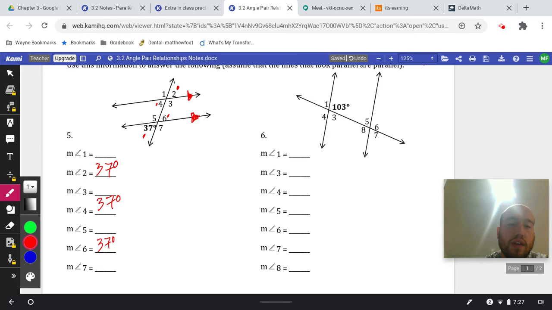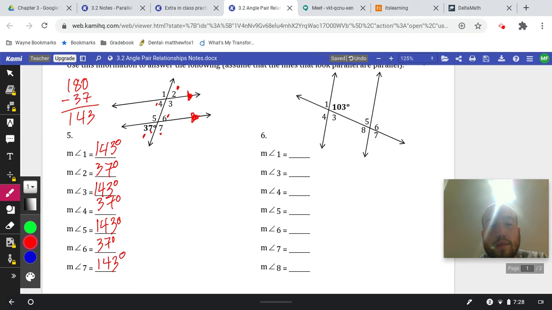Now to find what the other angles are, remember that this angle and this angle here, 37 and the 7, are supplementary because they're a linear pair. So we can take 180 minus that 37, and we will get 143. So 143 for angle 7. If that's 143, so is angle 5. Likewise, angle 3 and angle 1. This is only the case if these are parallel lines.